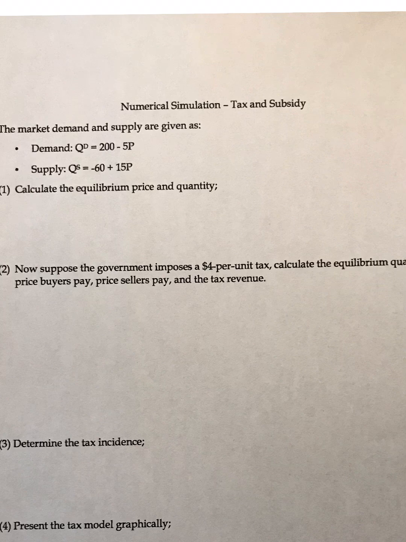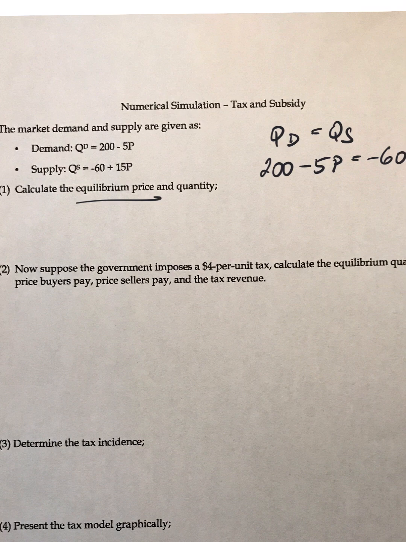Okay, so the first step is to solve for the equilibrium price and quantity. So we're going to equate quantity demanded to quantity supplied. So we have 200 minus 5p equals negative 60 plus 15p. I'll move the p's to one side, so add 5p to both sides. I get 15p. Then move 60 over to the other side, so add 60 to both sides. I get 260, and price here is equal to $13.